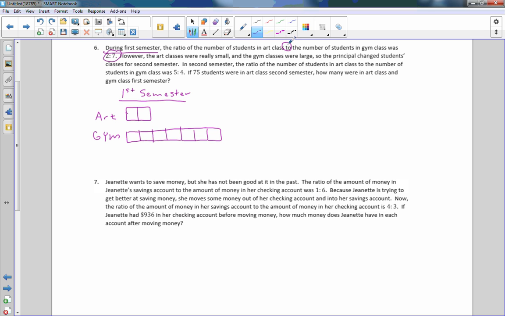Okay, the word "to" tells you where to put the colon, and the ratio of the number of students in art to the number of students in gym. Art to gym, 2 to 7. It says, however, the art classes were really small and the gym classes were large, so the principal changed students' classes for second semester. So now we're in second semester.